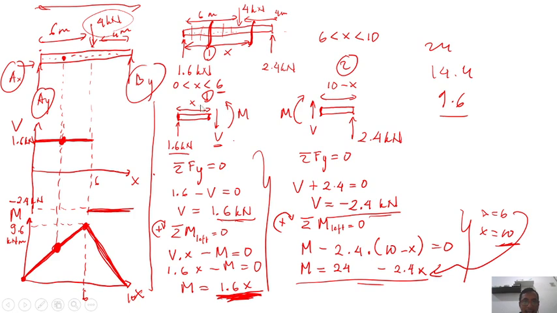That's why I created two different cuts like this. The first cut is between x equal to 0 and x equal to 6 meter. And the second cut, I cut it between x equal to 6 meter and x equal to 10 meter. That's why there are two representative equations for shear force. So we can write it down like this.